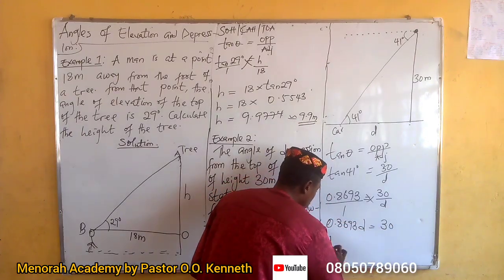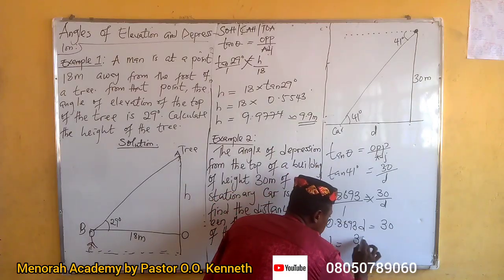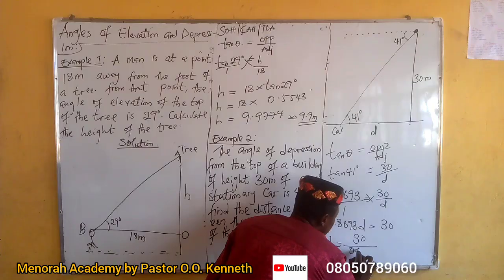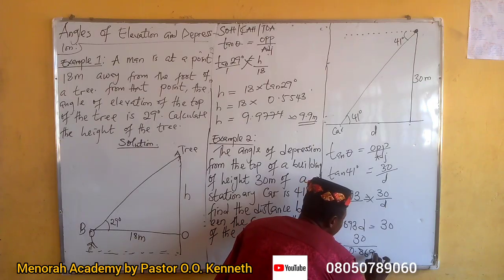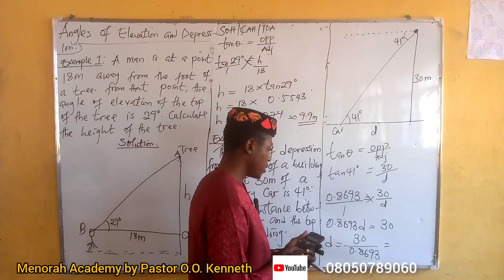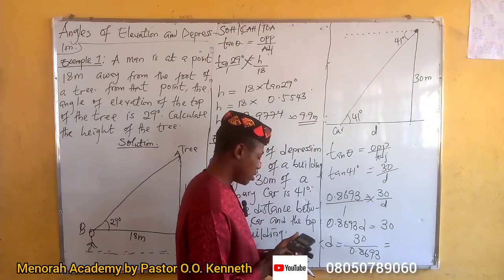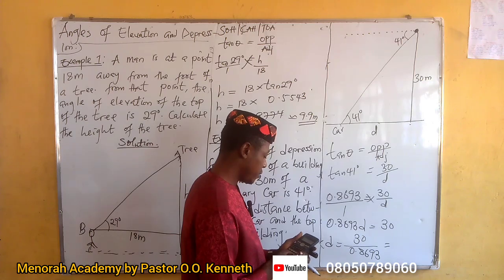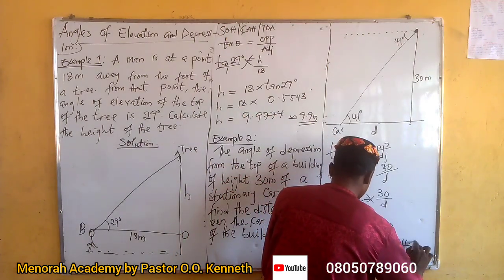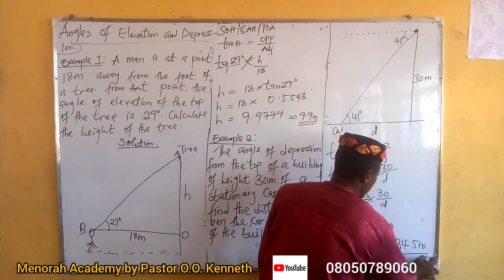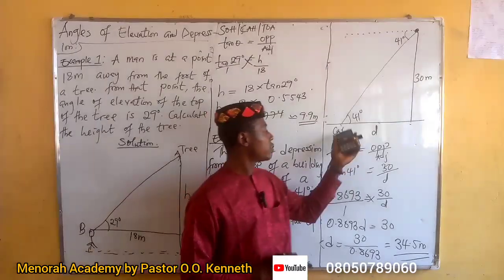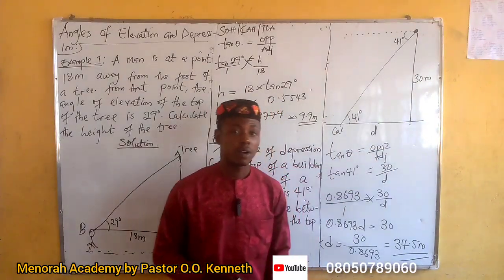So our D will be equal to 30 divided by the coefficient of D, which is 0.8693. If you divide it, 30 divided by 0.8693 is going to give us 34.5 meters. So you see, 34.5 meters is the distance from this car to the foot of the building. Alright, so that is it.